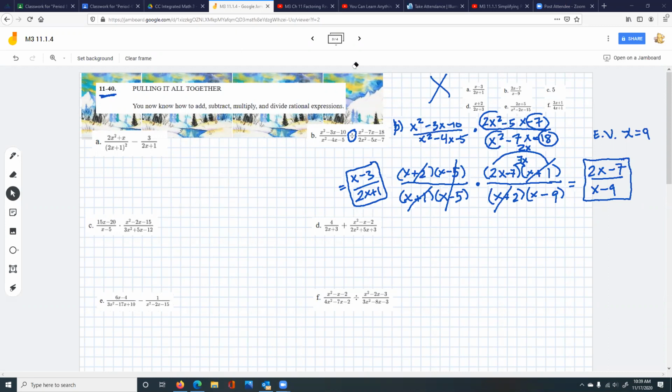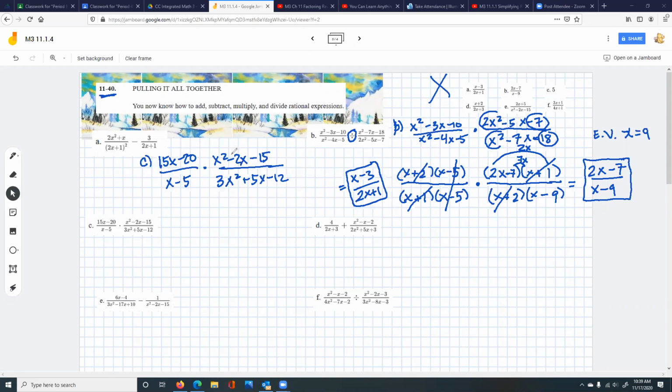Okay, C. Sorry, pen back. C. What does C say? I'm going to write C up here. Put it up here. C says 15x minus 20 over x minus 5, times x squared minus 2x minus 15, all over 3x squared plus 5x minus 12. Okay, a lot of things we can factor here.